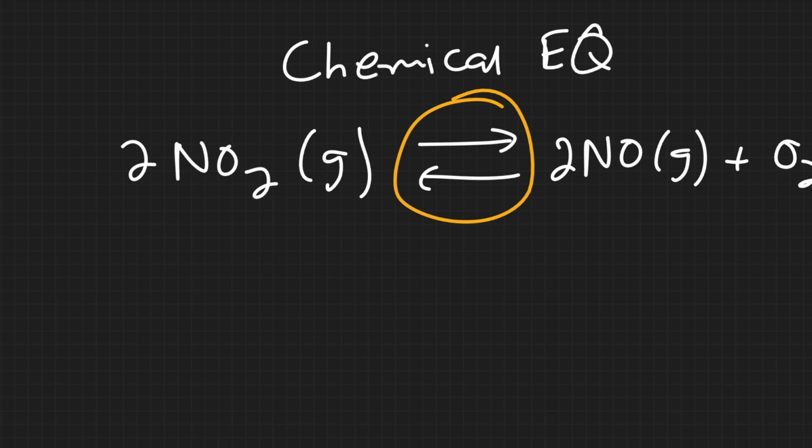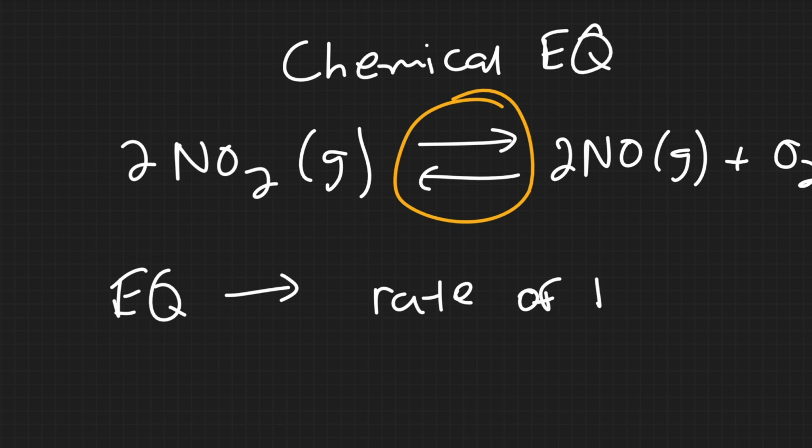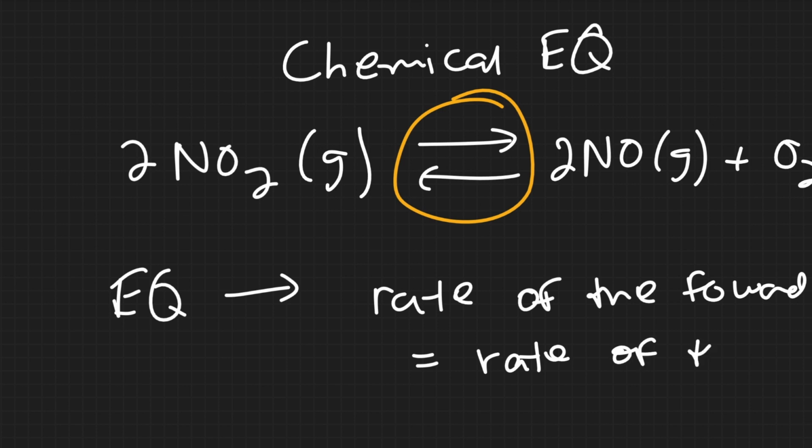And what equilibrium is, so equilibrium is essentially like a state. At equilibrium, the rate of the forward reaction, and the forward reaction is essentially us going from left to right. So in this case, it would be going from NO2 to NO and O2. And so the rate of the forward reaction is equal to the rate of the reverse reaction. In this case, we're going from right to left. So the reverse reaction in this instance would be going from NO and O2 to NO2.